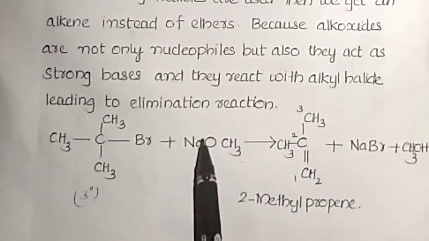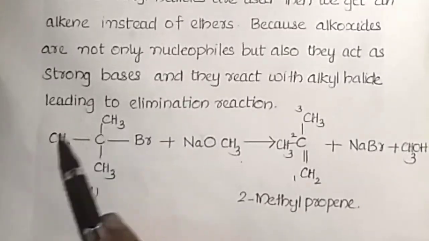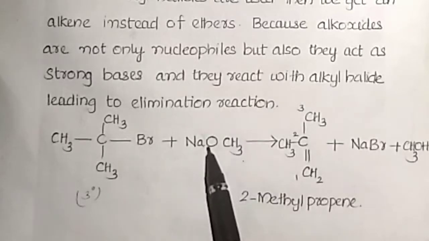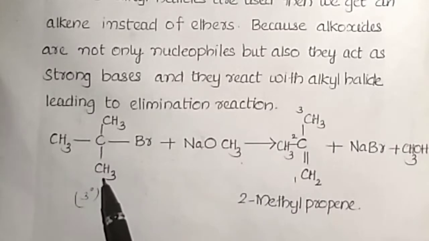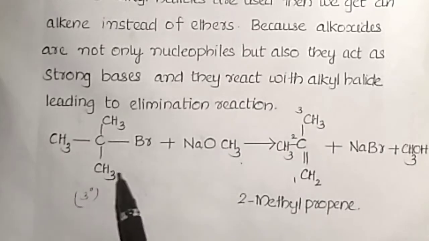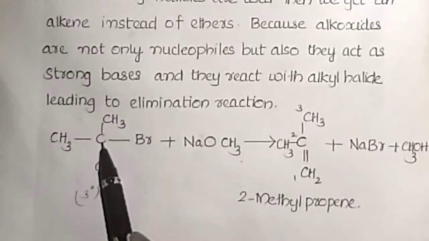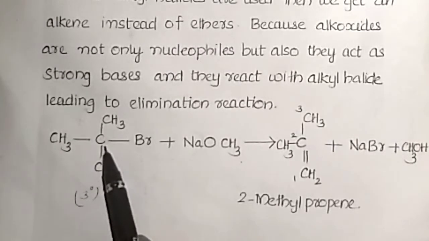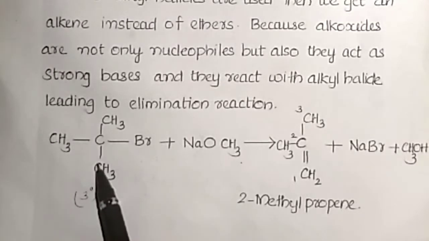Listen here, in this reaction NaBr is eliminated. Then from any carbon atom, one hydrogen is given to this oxygen to form CH3OH. From here bromine is eliminated, and from the neighboring carbon atom, one hydrogen is given to the remaining CH3O. Then from this carbon, one bromine is eliminated and one hydrogen atom is eliminated. So here a double bond forms.